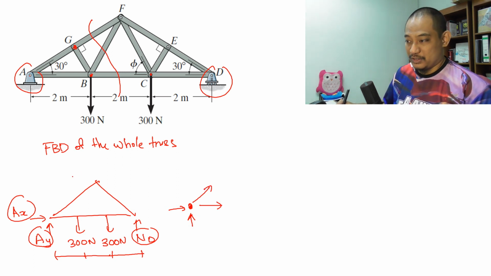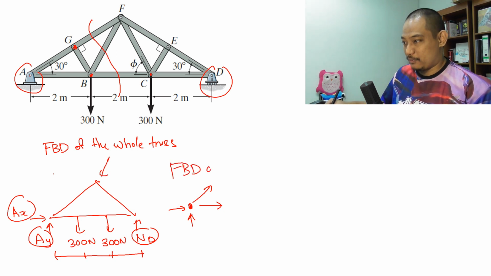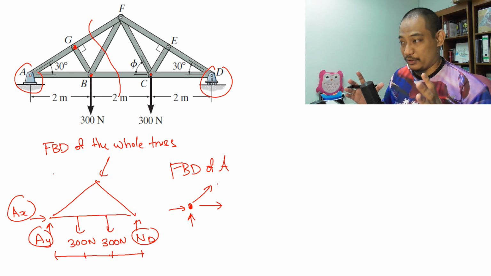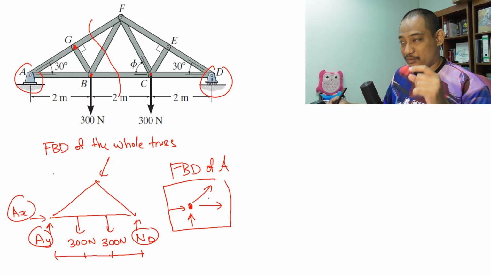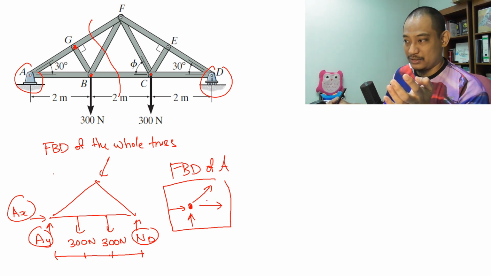So this is a free body diagram of the whole truss, and this is a free body diagram of point A, for example, right? So make sure you understand what's going on, and make sure you understand why we can actually use this kind of method of joints. Basically it is similar to equilibrium of a particle.